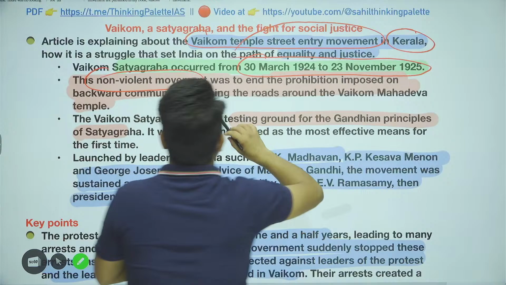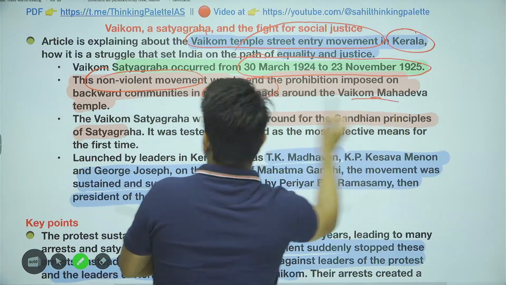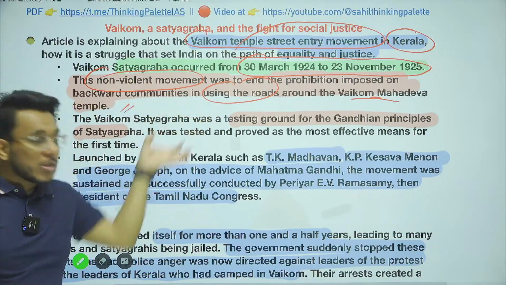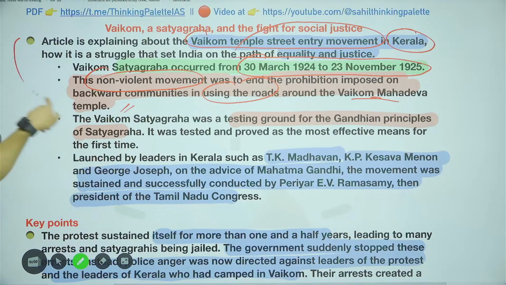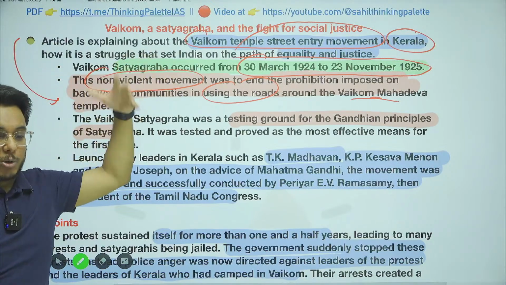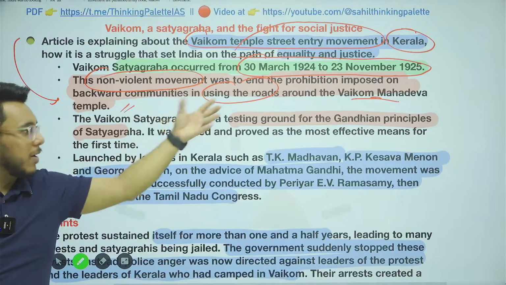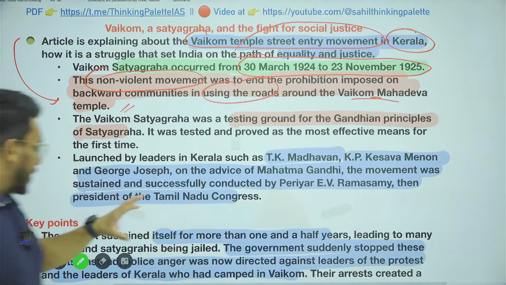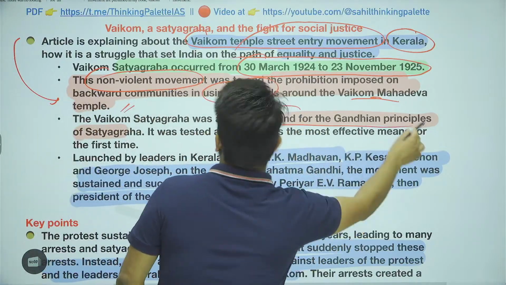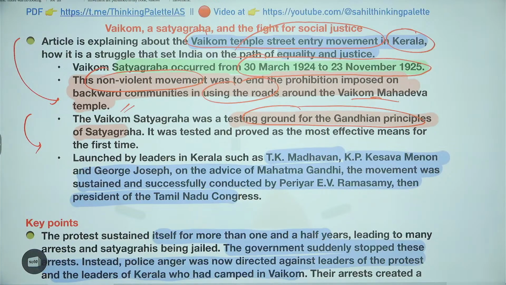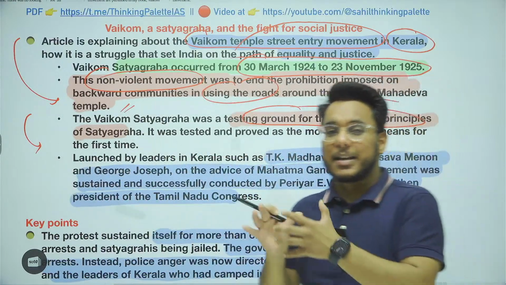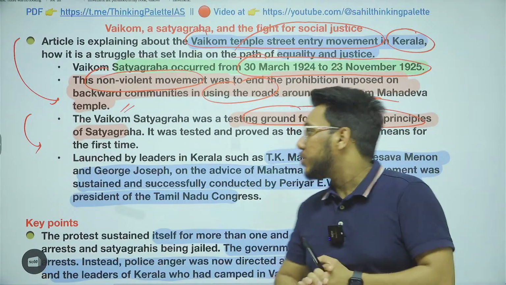Fine, they were not allowed to use the roads around the Vaikom Mahadev temple. So entry was not allowed, and even the roads near the Vaikom Mahadev temple could not be used. So to allow them to enter and to use the roads and premises around the Vaikom Mahadev temple, this Vaikom Satyagraha was started. Now, this Satyagraha was a testing ground for the Gandhian principle of Satyagraha. When we talk about Gandhiji, Satyagraha is based on the pursuit of truth. It is inherently based on the principles of non-violence and all such things.